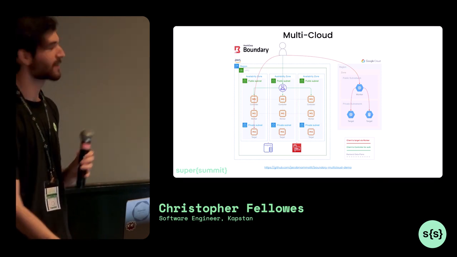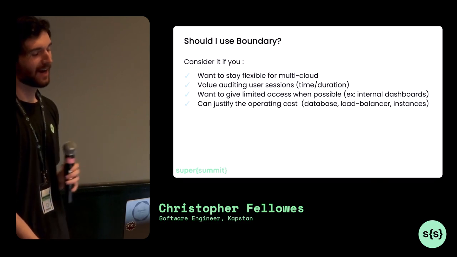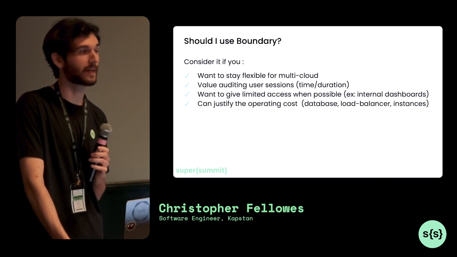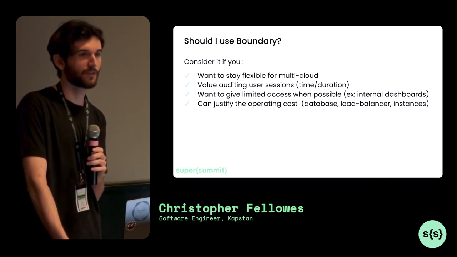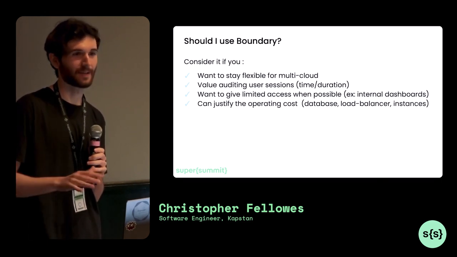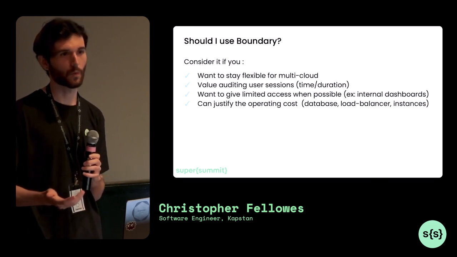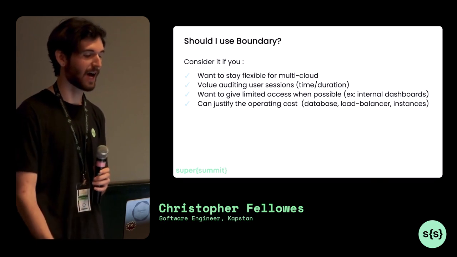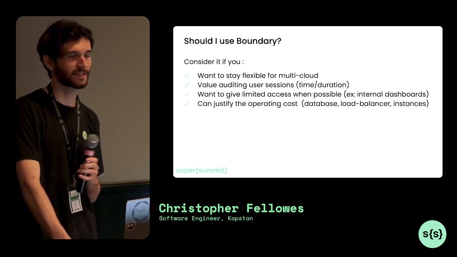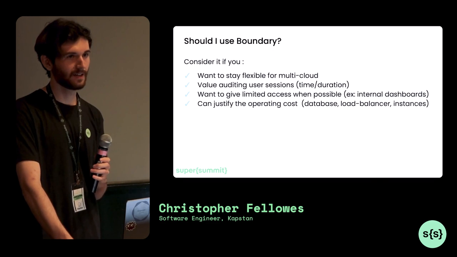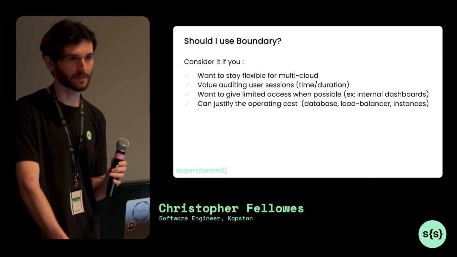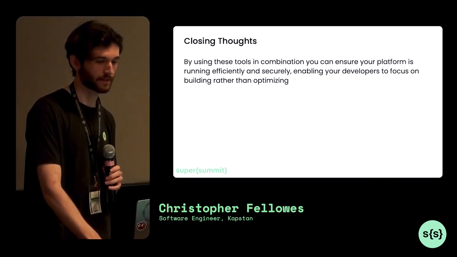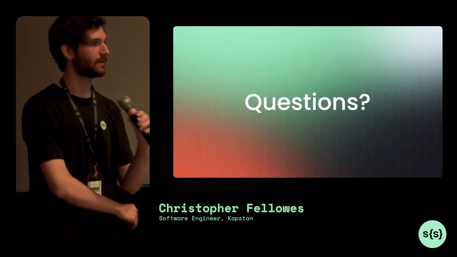And so the question for you is, should I use Boundary? I would strongly consider it if you want to stay flexible for multi-cloud, if you value being able to audit user sessions. If you want to give limited access and need limited trust and not have to worry about whether this person is going to potentially use this for harm. And finally, if you can justify the operating cost, it's not expensive, but you do need either an EC2 instance, a Kubernetes pod, and a database. And with that in mind, any questions?